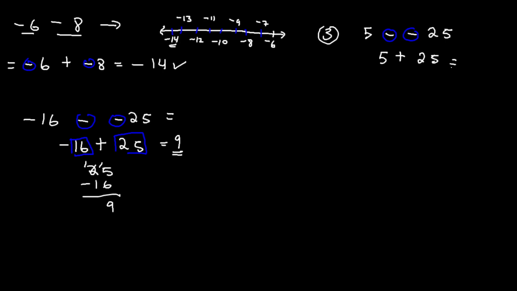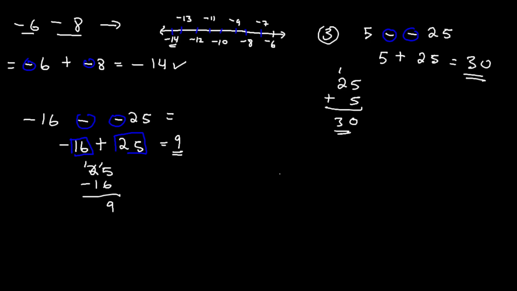We have the same signs, so we will keep the sign. We know our answer will be positive. And now let's take 25 plus 5. So 5 plus 5 is 10. Carry the 1, and 1 plus 2 will be 3. And our final answer is 30.